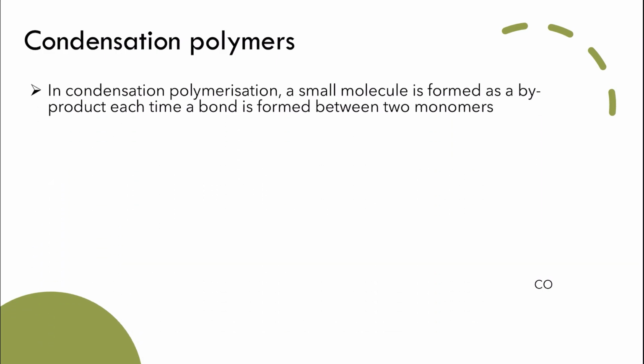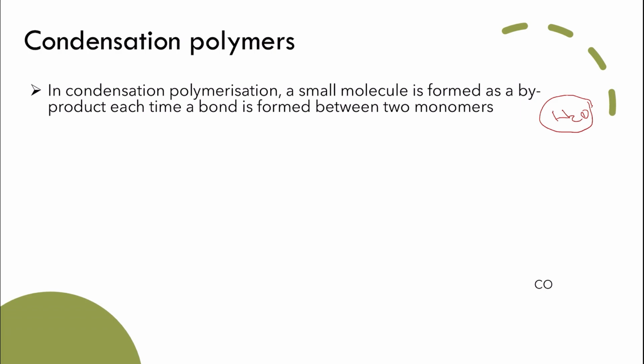There is only one product of the addition polymers. Condensation polymers are a bit different because in condensation polymerization, a small molecule is formed as a byproduct. So we don't only get the polymer, but we get another small product. And each time a bond is formed between two monomers, a new small molecule is formed. In this case, we don't only have one monomer. The monomer we have is formed by the condensation reaction between two different molecules. And condensation means a loss of water molecules. So the small molecule here is going to be water.